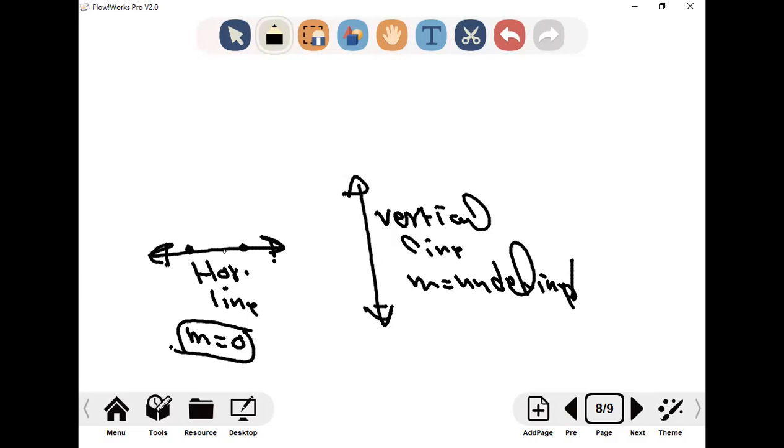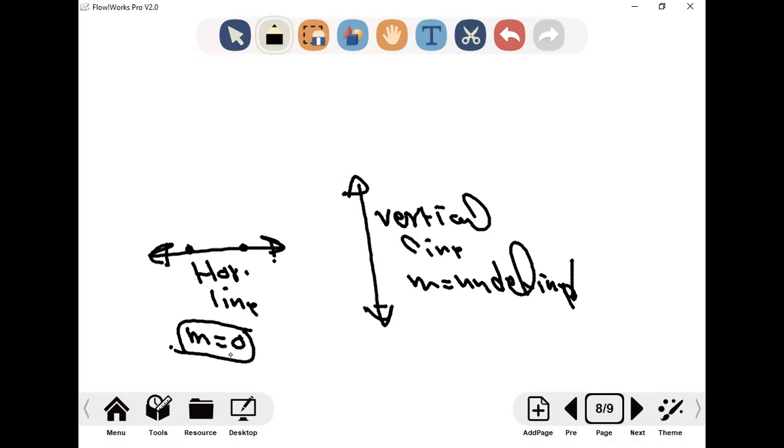If you have a horizontal line in your questions and I ask you to find the slope, it's enough to say the slope equals 0. Why? Because it is horizontal. No need to put the formula and find the numbers.